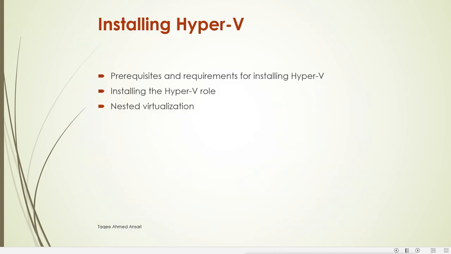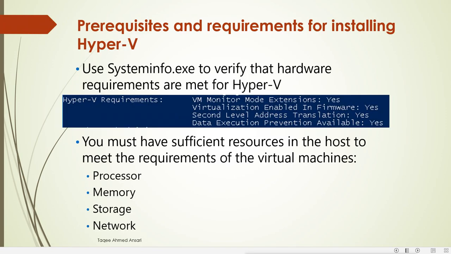Now for installing Hyper-V. Hyper-V is installed in our Windows Server 2016 as a role. So first we have to install this. Before installing, we have to check the prerequisites and requirements for installing Hyper-V.